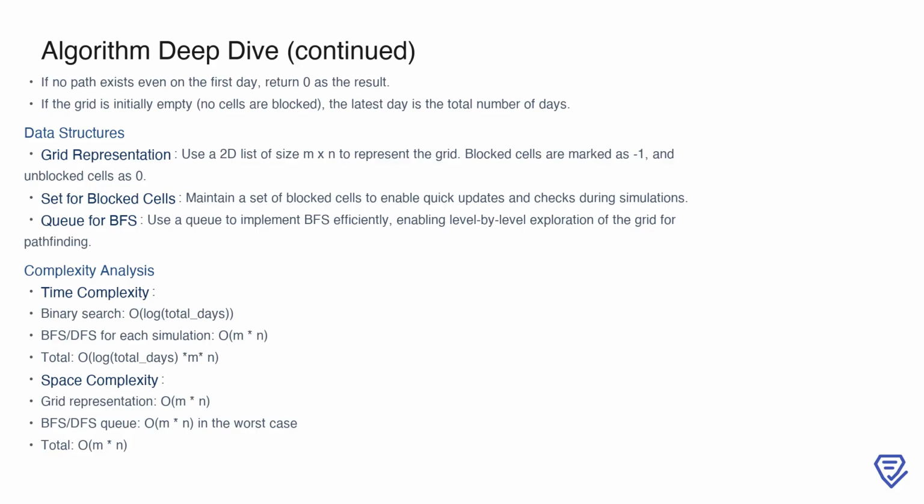Looking at the complexity, the binary search operates in logarithmic time relative to the total days, while each BFS or DFS simulation takes O(m*n) time for the grid traversal. This results in an overall time complexity of O(log(total_days) * m * n). The space complexity is also O(m*n), considering the grid representation and the queue used for BFS or DFS. These optimizations make the algorithm scalable for larger problem instances.